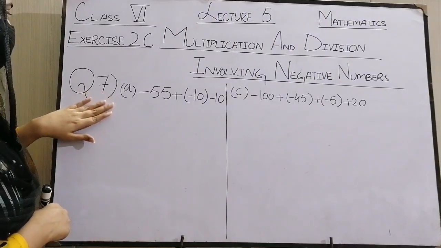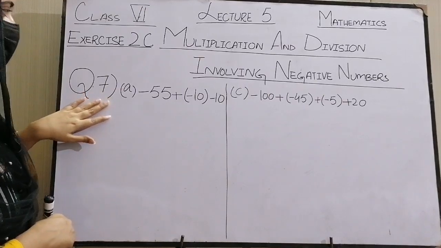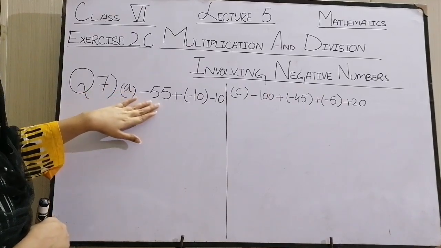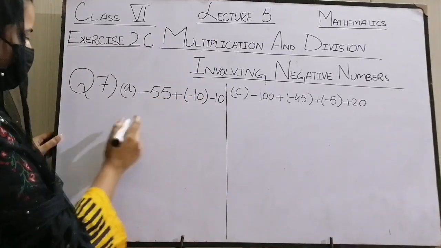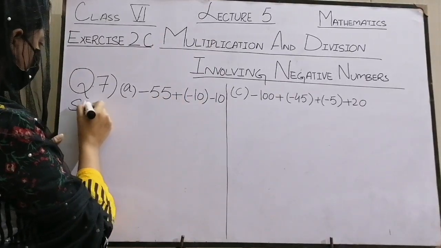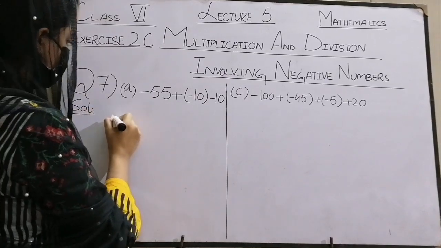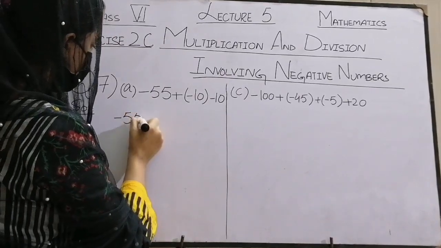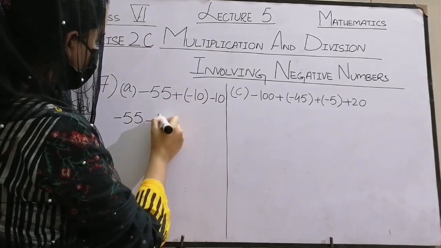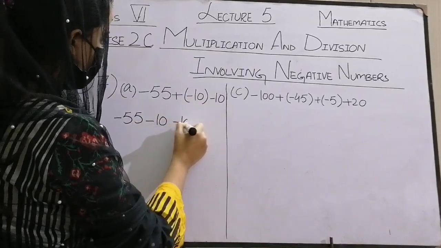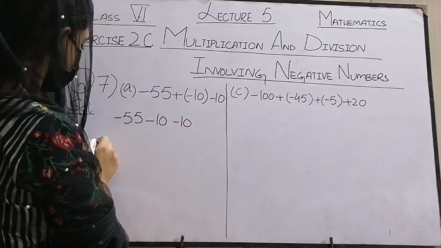Now we are going to start question number 7. Part A is minus 5 plus minus 10 minus 10. Solve the bracket first. Minus 55. You already know plus minus is minus. And this minus 10 as it is.